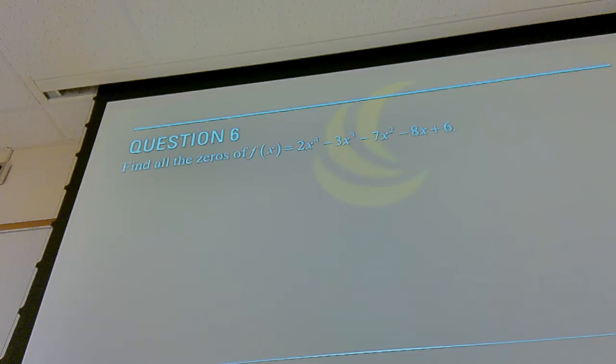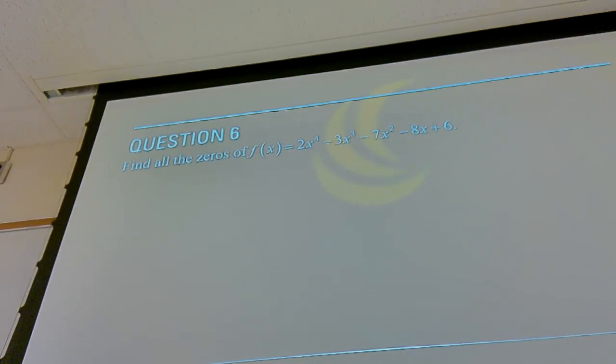Questions on finding the zeros of a polynomial? Question: can we always use the like let z equal the next number? No, we can't always use it. That only works if you want to try and get it into some kind of form.